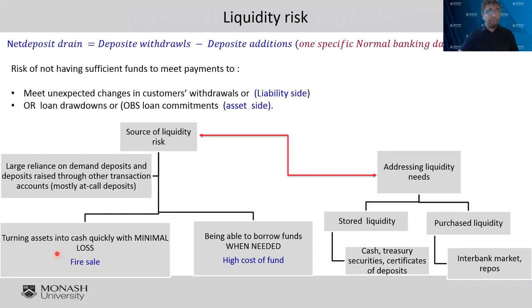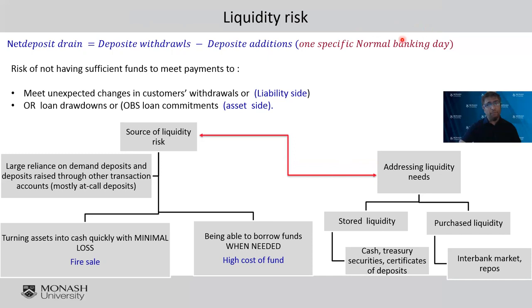Now, this is maybe a mind map. This is what I want you to understand. This is what happens every day in the bank. We have something called net deposit drain. Now, the net deposit drain is actually the deposit withdrawals minus the deposit additions. And this is every day. Every day you can calculate how much the net deposit drain is.